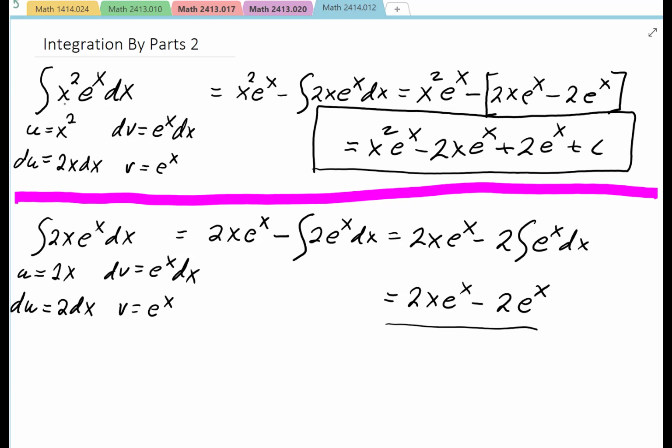But there is a shortcut for this. There is a shortcut when that u is algebraic. And that's called tabular integration. And we're going to do that next.